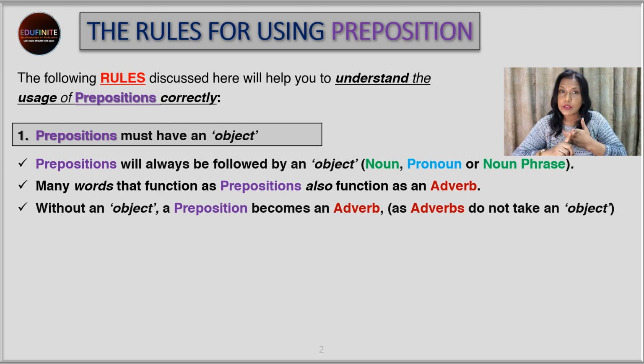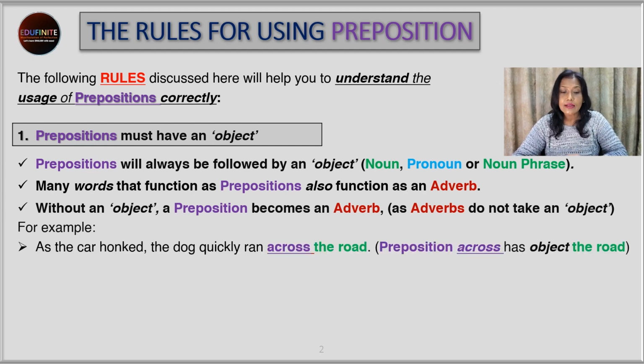That is why, whenever we see that a particular word has an object, which is a noun or a pronoun or a noun phrase, that means that word is a preposition. But if that particular word is without any object, in that case, it is playing the role of an adverb. Now let's look into some examples to understand it better. As the car honked, the dog quickly ran across the road. So, the car is honking and the dog got scared, and it started running.